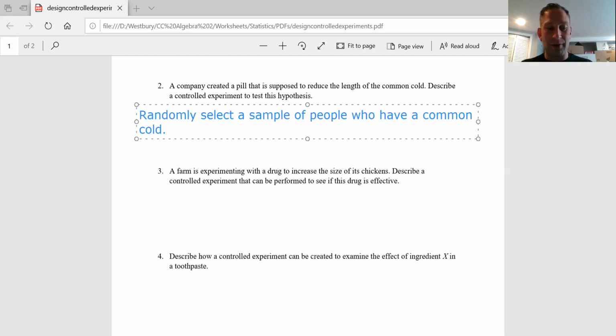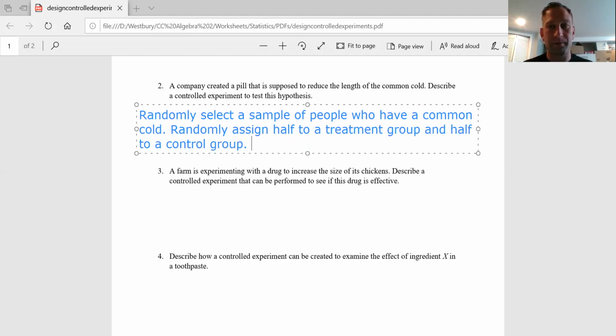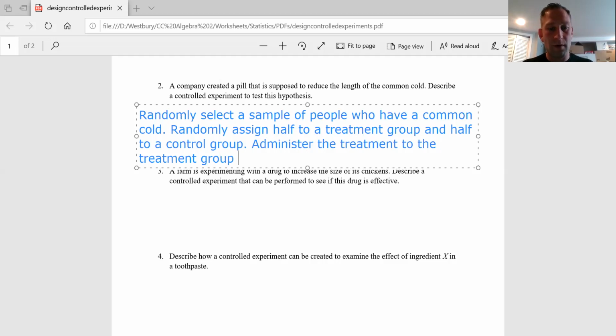Now that I have my sample, I'm going to randomly assign half to a treatment group and half to a control group. So now I have half of them on one side, half of them on the other side. I'm going to administer the treatment to the treatment group and give a placebo to the control group. This is an example where I could definitely give a placebo.